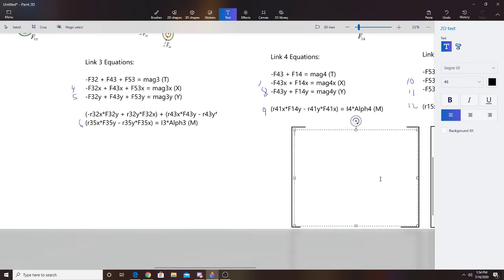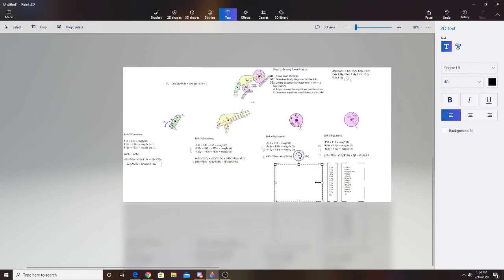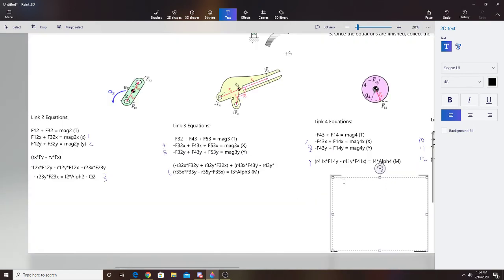Yeah, I'll have to zoom out a bit. Let's do 20. That's better. All right.